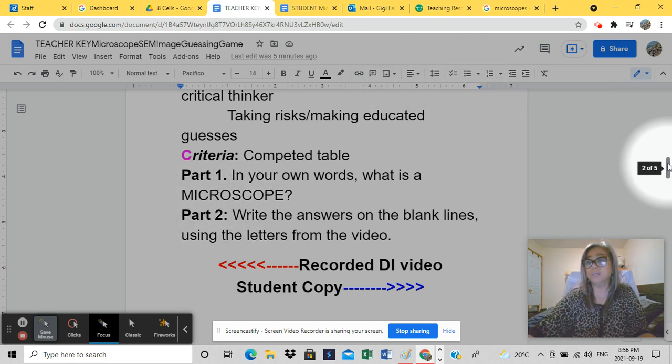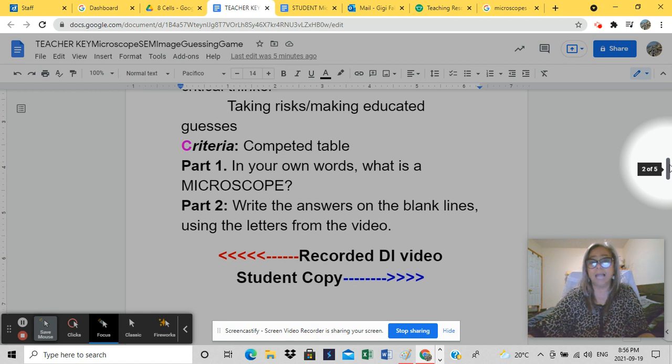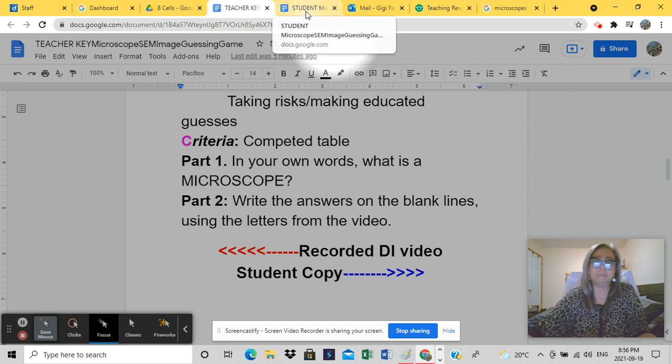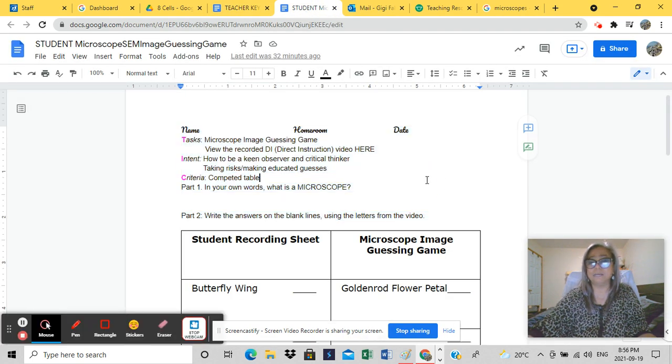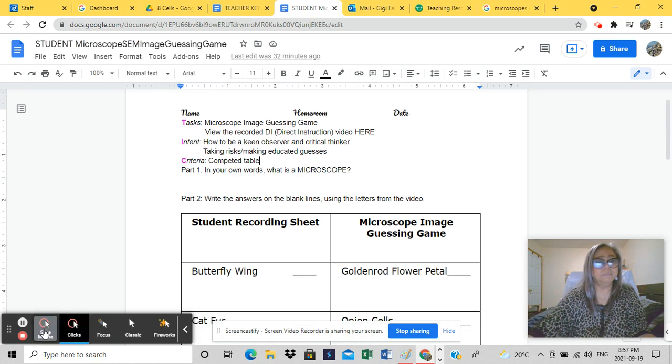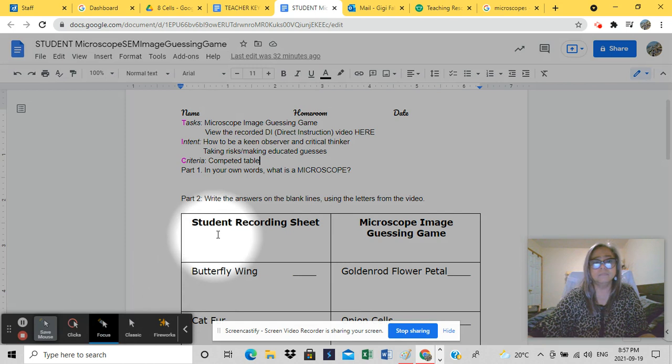And then part two would be write the letters on the blank lines using the letters from the video. So here on your end, the student copy, it's in Google Classroom. You would be presented with something like this, okay? And you would be writing under the blanks the letters, right? So the numeral letters.